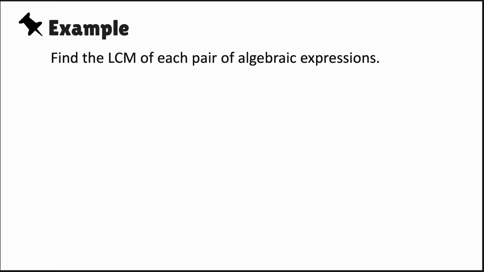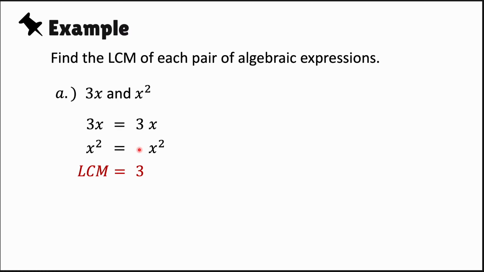Now let's try if it is variables. If it is variables, you have 3x and x squared here. How are we going to find the LCM? 3x is basically 3 times the x. X squared is just the x squared. Therefore, LCM of 3 and 1, you have 3. LCM of x and x squared, the LCM is x squared. So if we find the LCM of 3x and x squared, that's just 3x squared.